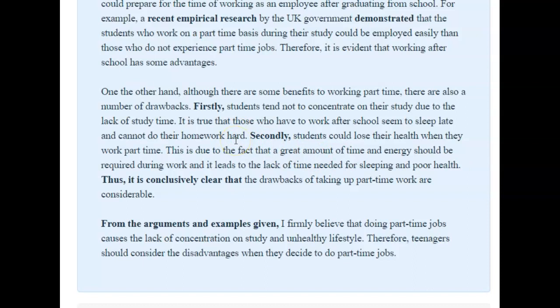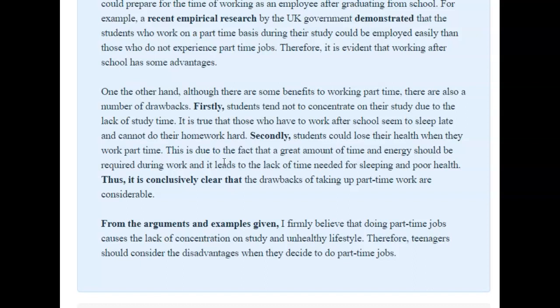Secondly, students could lose their health when they work part-time. This is due to the fact that a great amount of time and energy should be required, not should, but is required during work, and it leads to the lack of time needed for sleeping. That's a little strange. Let's see. And it takes away from time which could be spent sleeping, resulting in poor health. Maybe something like that, but it's a weird construction here.